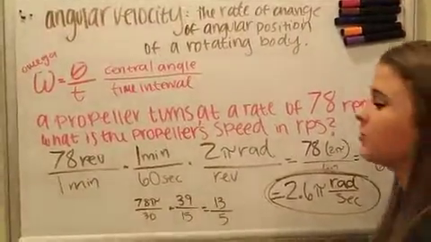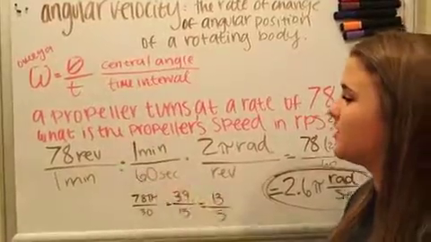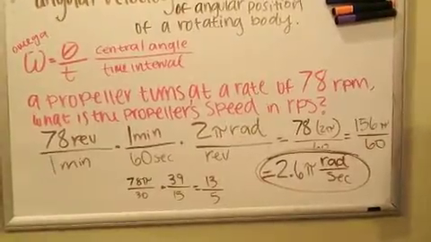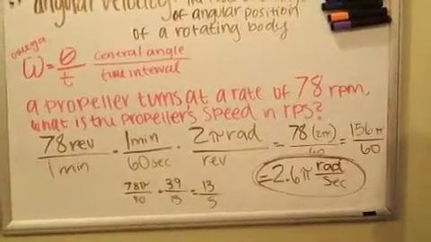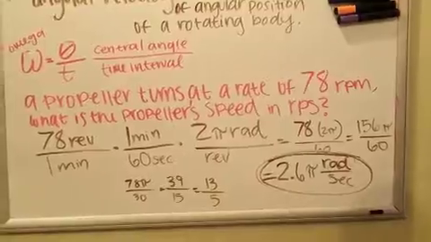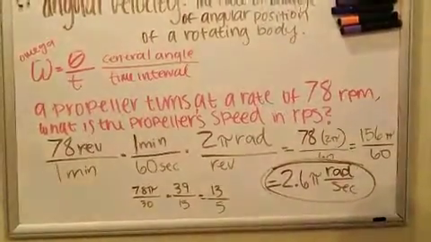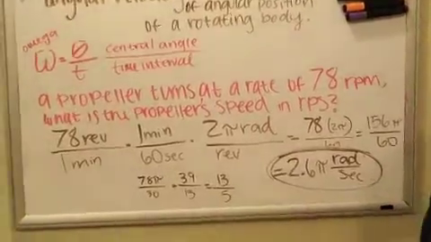So we start off the equation by doing 78 revolutions per minute, and then we multiply it by 1 minute over 60 seconds to change it into seconds. And then we multiply that by 2 pi radians over 1 revolution. And we get 78 times 2 pi over 60, which simplified turns into 2.6 pi radians per second.